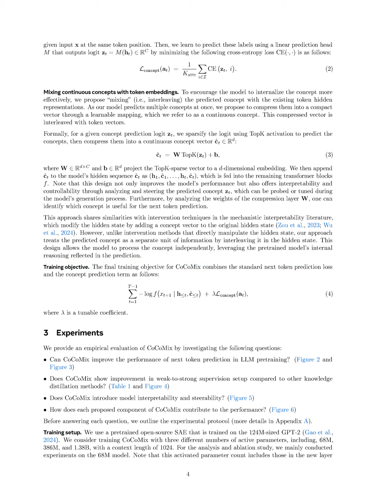In this section, we describe the CoCoMix training pipeline, which involves selecting important concepts based on attribution scores and predicting these concepts from the model's hidden states to create continuous concepts that are interleaved with token representations. This approach enhances the model's ability to learn useful concepts for token prediction while also improving interpretability and controllability during the generation process.